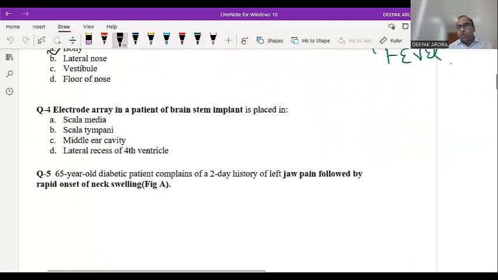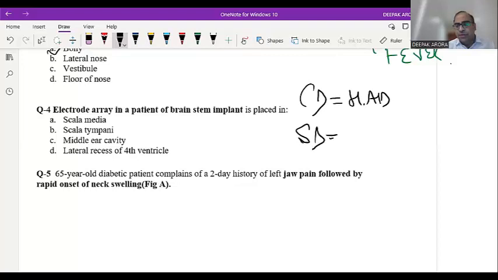Coming to the next one, question number 4. This MCQ is dedicated to rehabilitation of a deaf patient. For the upcoming FMGE, just revise these MCQs on rehabilitation of a deaf patient. Always make a concept. In conductive deafness, we give a hearing aid. In sensory deafness, it is a cochlear implant. In neural deafness, it is a brainstem implant.